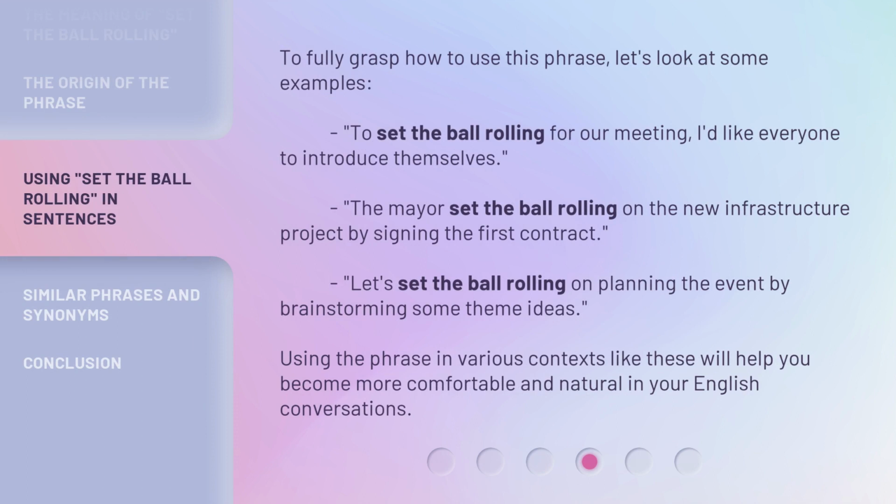To fully grasp how to use this phrase, let's look at some examples. To set the ball rolling for our meeting, I'd like everyone to introduce themselves. The mayor set the ball rolling on the new infrastructure project by signing the first contract. Let's set the ball rolling on planning the event by brainstorming some theme ideas. Using the phrase in various contexts like these will help you become more comfortable and natural in your English conversations.